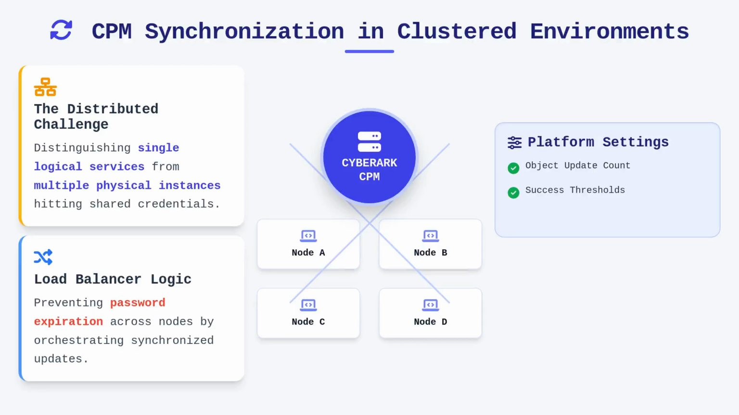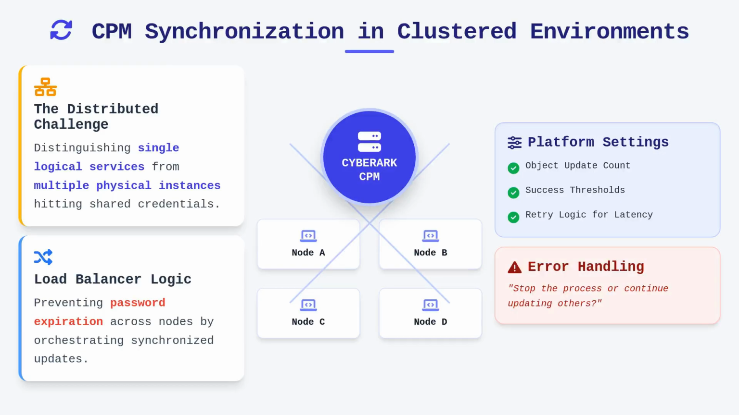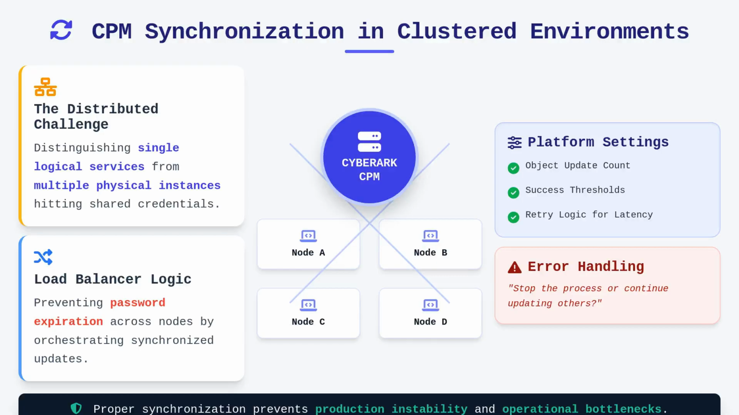CyberArk platforms manage this through the use of specific platform settings that define how many objects should be updated, the success thresholds required, and the retry logic should a connection fail due to temporary network latency. If the CPM fails to reach one node in a cluster, it must decide whether to stop the process or continue updating the rest, a decision that is governed by the platform's error handling configurations. Understanding this synchronization behavior is essential for ensuring that automated password management does not become a bottleneck or, worse, a source of instability for your production applications.